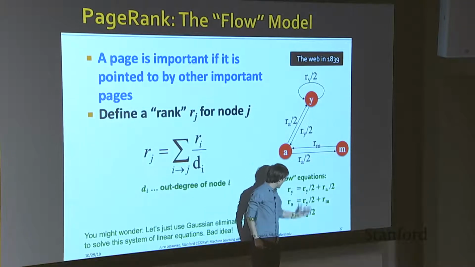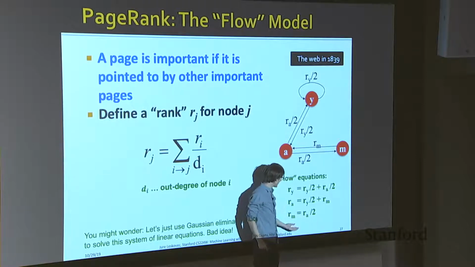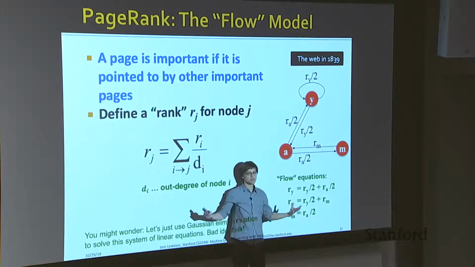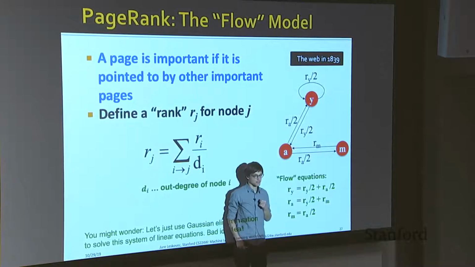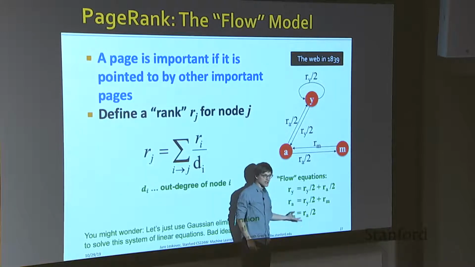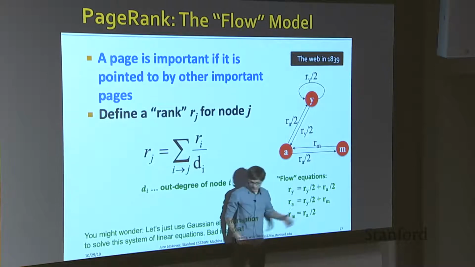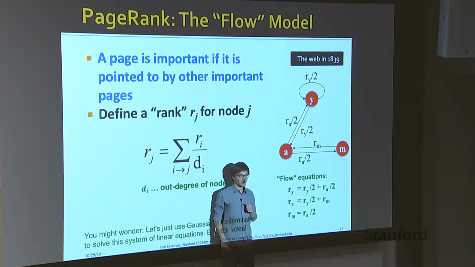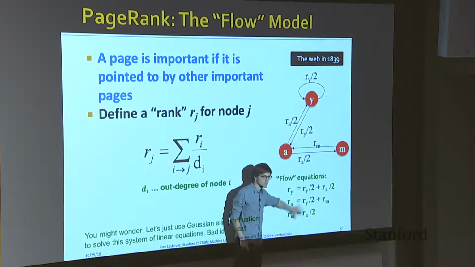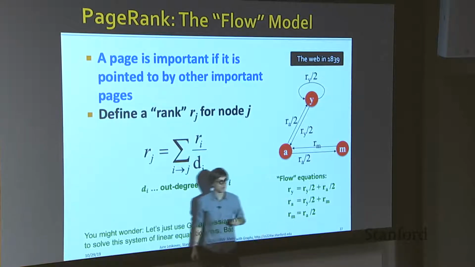I could say I need the 4th equation. The 4th equation could be importances summed to 1, and I could do Gaussian elimination and solve this. Even though this sounds like a good idea, it's kind of not a good idea, because this will never scale to billions of pages. So we cannot just say, here's the system of equations, let's solve it.